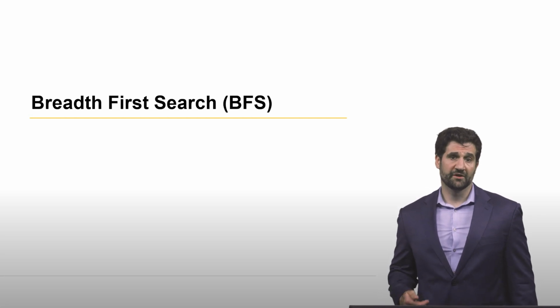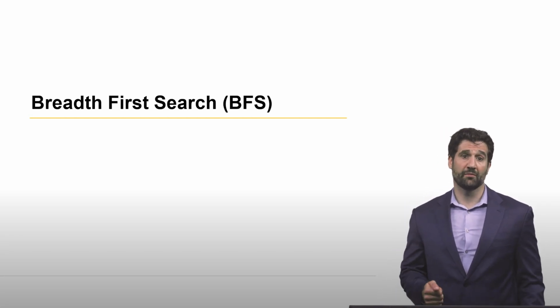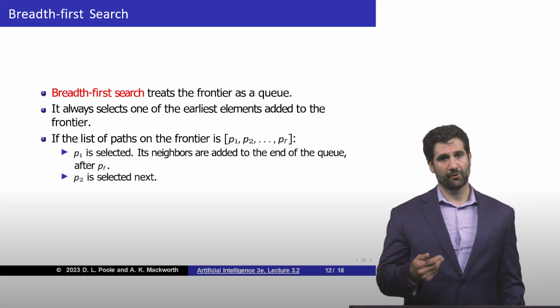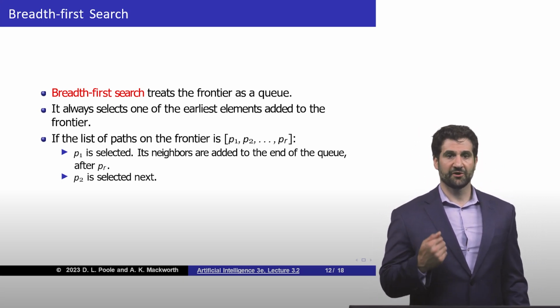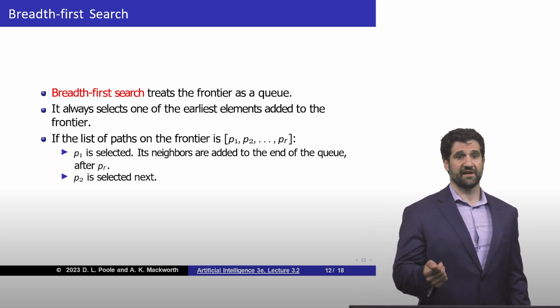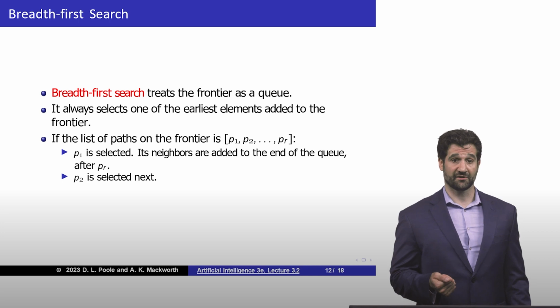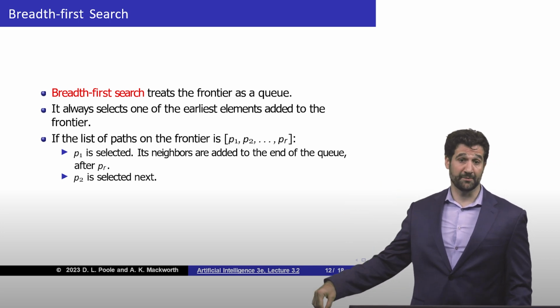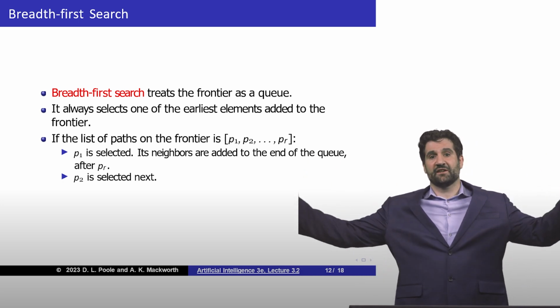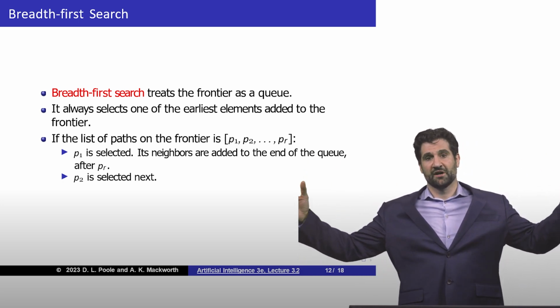Welcome back. In this lecture, we will describe breadth-first search. Now, breadth-first search treats the frontier nodes as a queue. So it's always going to select the earliest element that was added to the frontier. It's not going to dive down deep into the search space like depth first, but it's going to be checking out all of the neighbors of a given node.